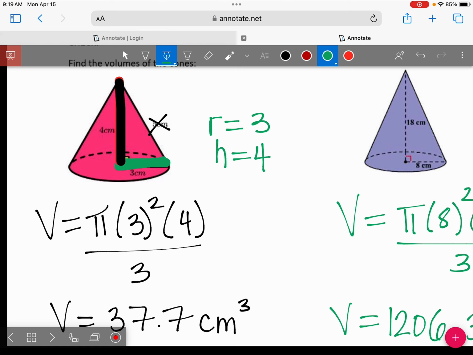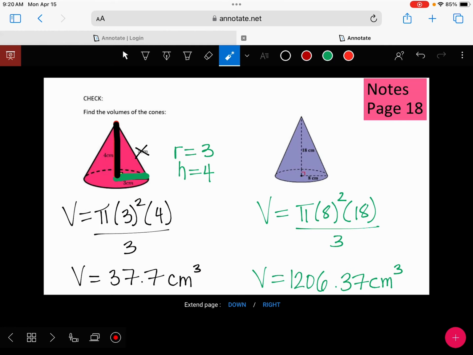So when you're typing it in your calculator, it should be volume equals pi times radius squared times height divided by 3. Some people had it backwards. They had the 4 squared times 3. It has to be the radius squared times the height. So these would be your two answers. Who agrees with those two?